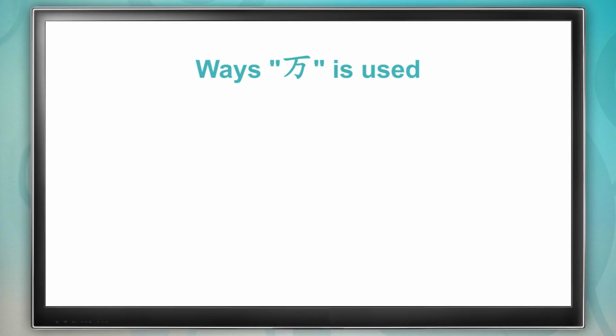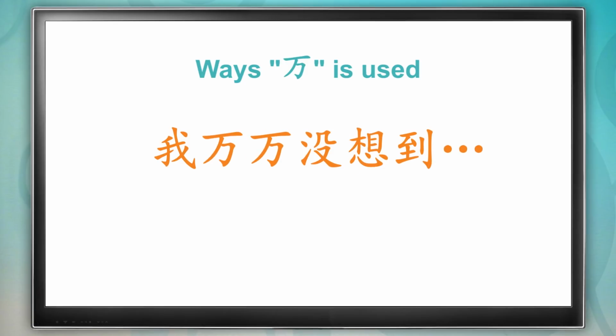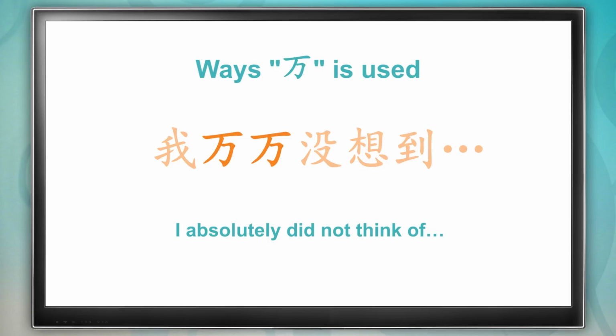Our first word that uses 万 is 万万. It's a word that's best understood in context. So let's look at an example of how 万万 is used. Read it with me. 我万万没想到. It means I absolutely did not think of. And you can substitute whatever outcome into the end of the sentence. In this specific phrase, 万万 means absolutely.